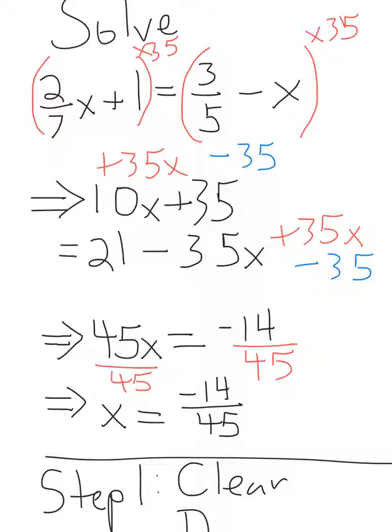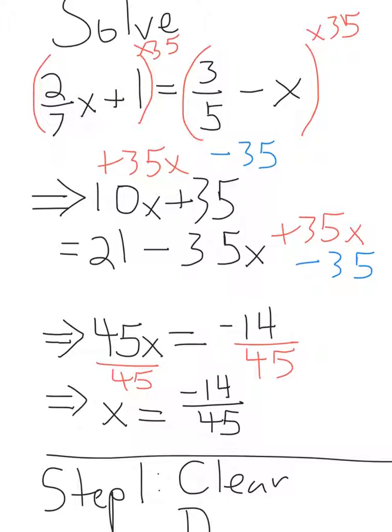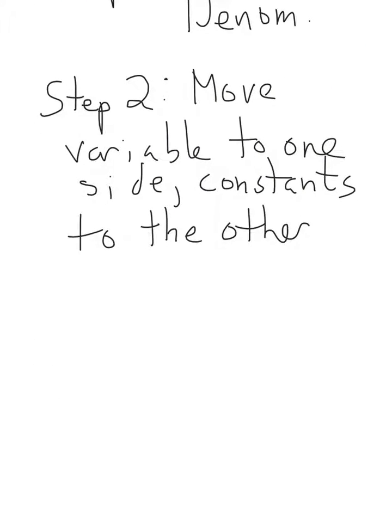And then after that, we divided by how many variables we had. We had 45 x's, so we divide by 45. So we're going to divide by the coefficient in front of our variable. That's our last step. So let's scroll back down here. Step 3.